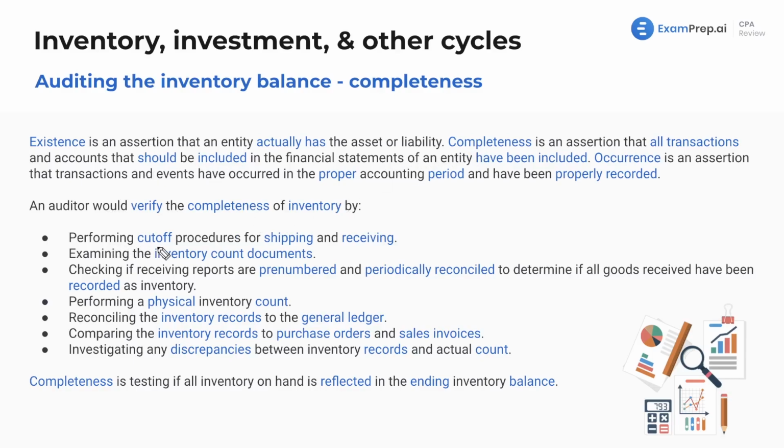We are going to perform cutoff procedures for shipping and receiving. We're going to tie that in a little bit there, making sure the listing is complete, that 1/1 year 1 to 12/31 year 1 is complete. It properly includes all inventory that should be included. This is going to tie into FOB shipping point, destination. We've also got our goods on consignment.